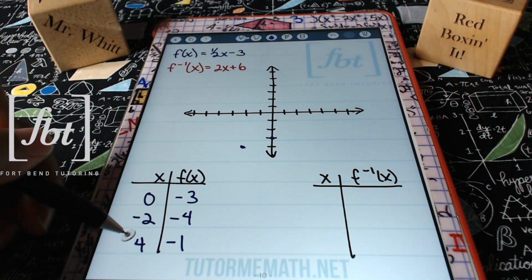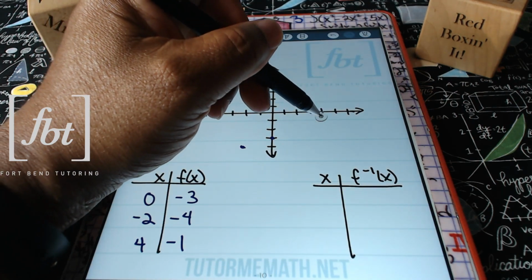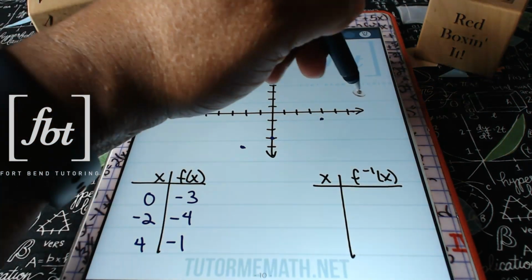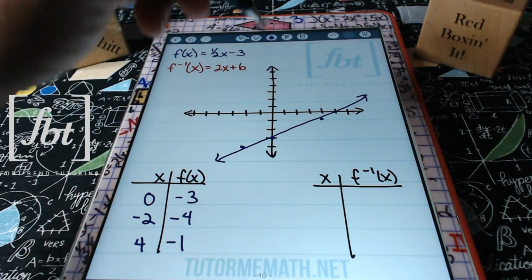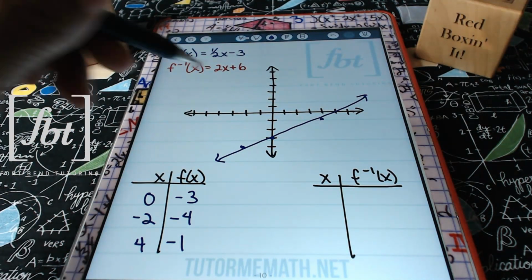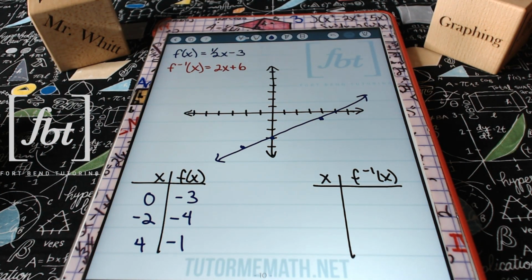And then let's go to 4, -1. 1, 2, 3, 4, -1 gives you a point right here. Great. And so in graphing this, there we go. That is the graph of f of x.